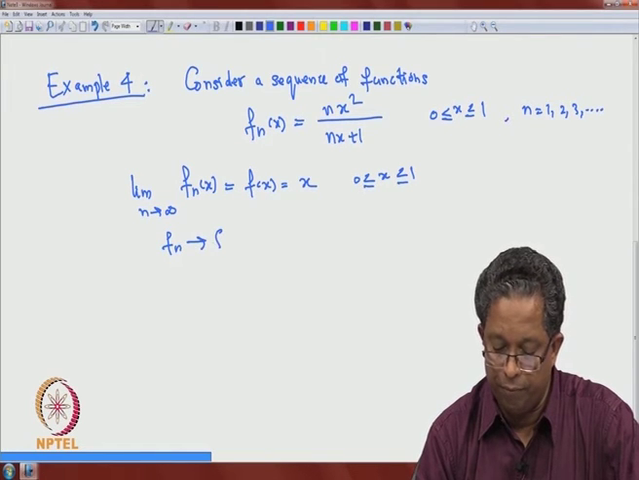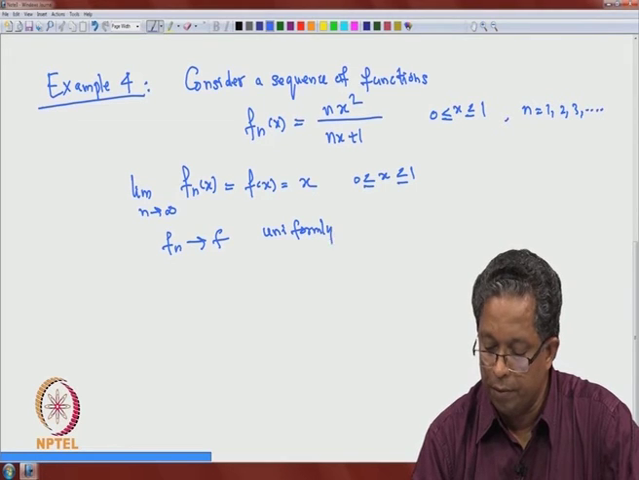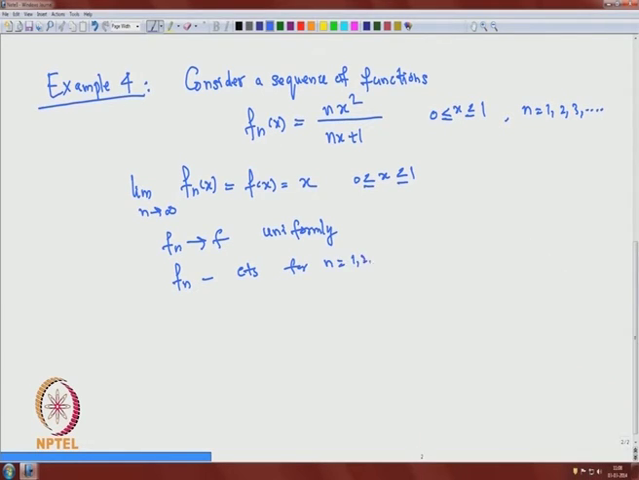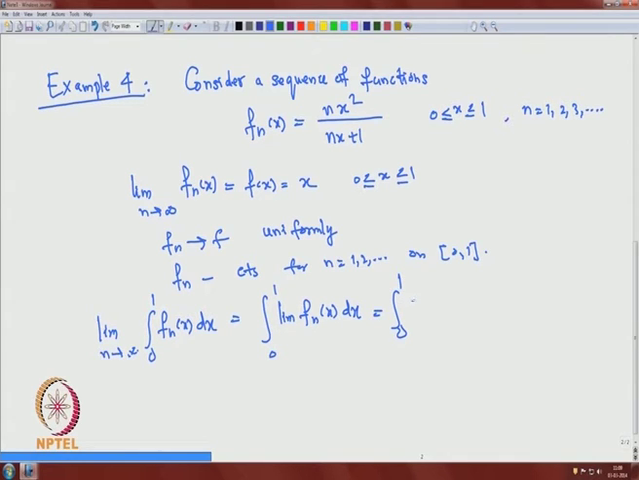So, fn converges to f uniformly and also fn is continuous for n is equal to 1, 2, 3 and so on, on the interval 0 1. Now, let us see what will be the value of the limit. So, limit n goes to infinity integral 0 to 1 fnx dx is equal to, the theorem says that the limit can be taken inside. So, integral 0 to 1 limit fnx dx, which is integral 0 to 1 of the limit fx dx, that limit fx is x, which is 1 by 2.